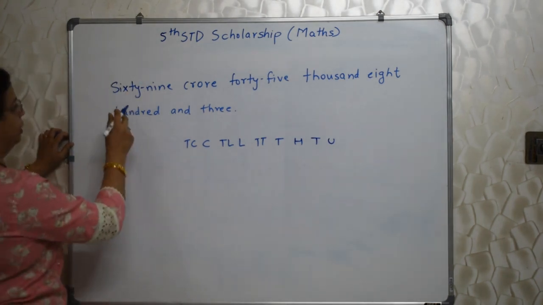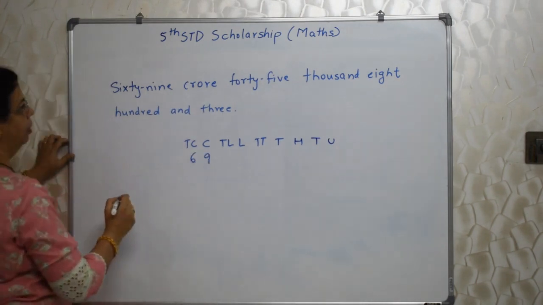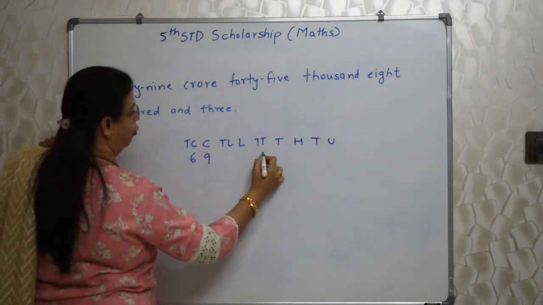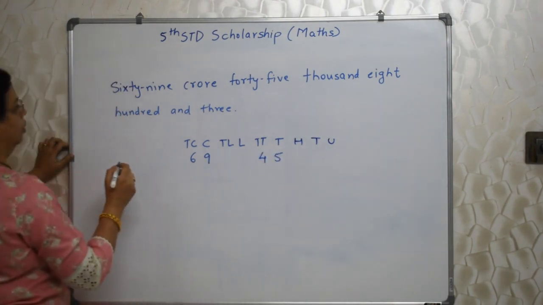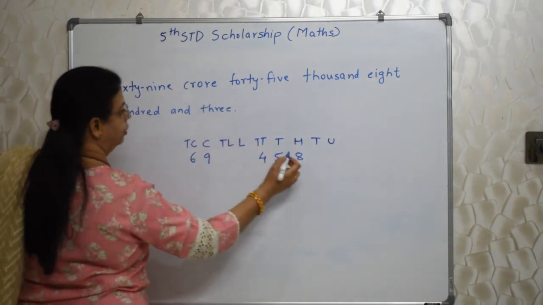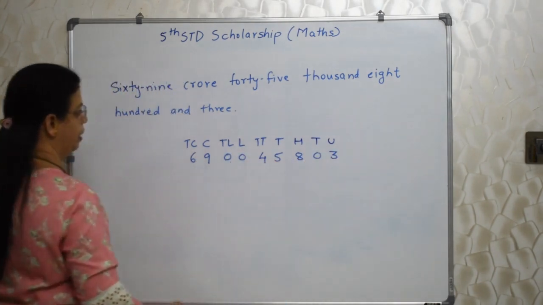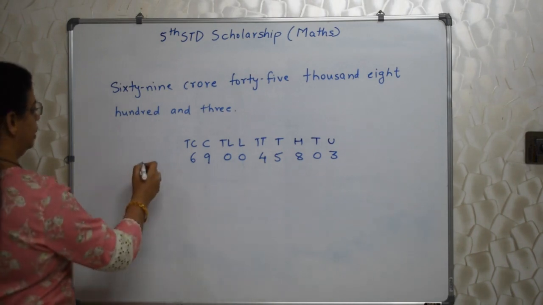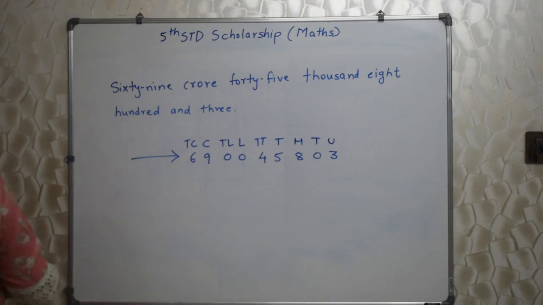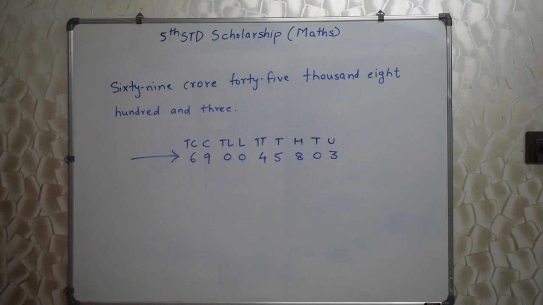And then go ahead. 69 crore. So this is the crore side. So 69 will come here. 45,000. 1000, these two places. So 45 will come here. 800. 8 here, hundreds place. And 3. And write zeros in empty spaces. Your answer is ready and you can be 100% sure about your answer. Okay, let's go ahead.